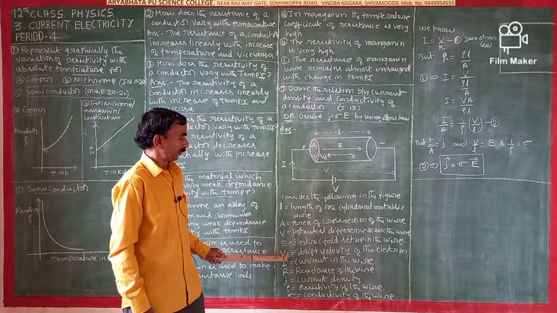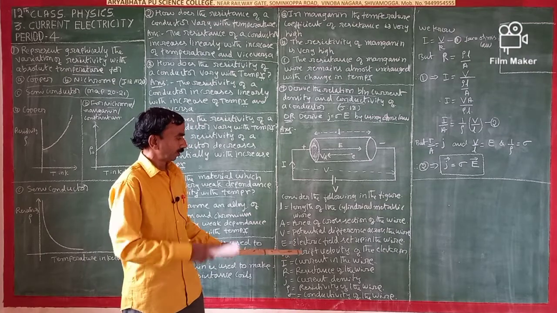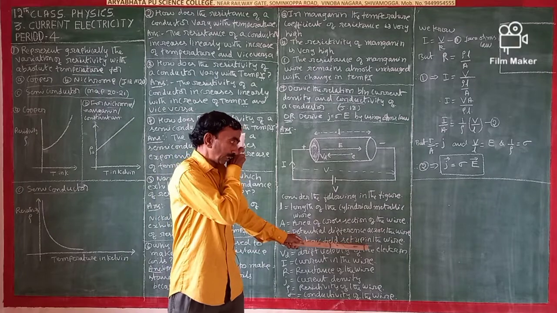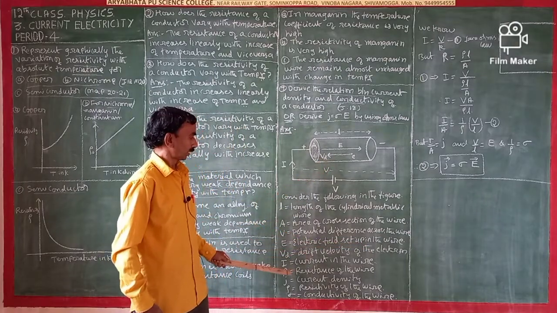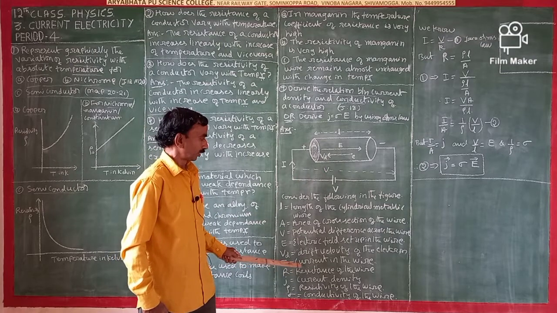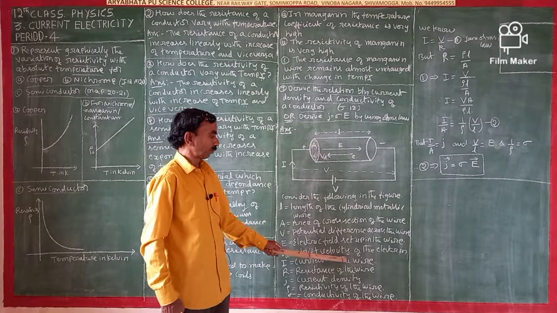Vd is equal to drift velocity of the electron, where D means drift and V means velocity. I is equal to current in the wire.